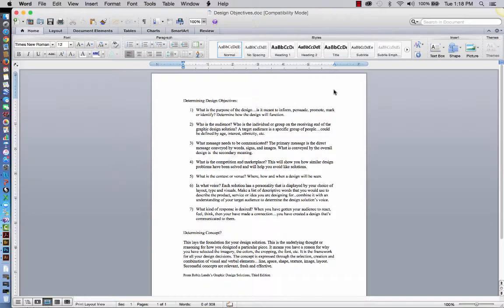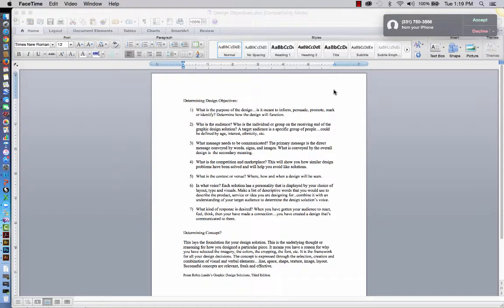Number 3, what message needs to be communicated? The primary message is the direct message that's conveyed. This is conveyed by the words that you use, by the signs, by the typeface, by the imagery, by the color. And then what is conveyed by the overall design is the secondary message, meaning how you put it together. So again, a couple of messages going on there, first the primary and then the secondary, and that's all something that the graphic designer controls. Competition, I won't spend a lot of time on this.